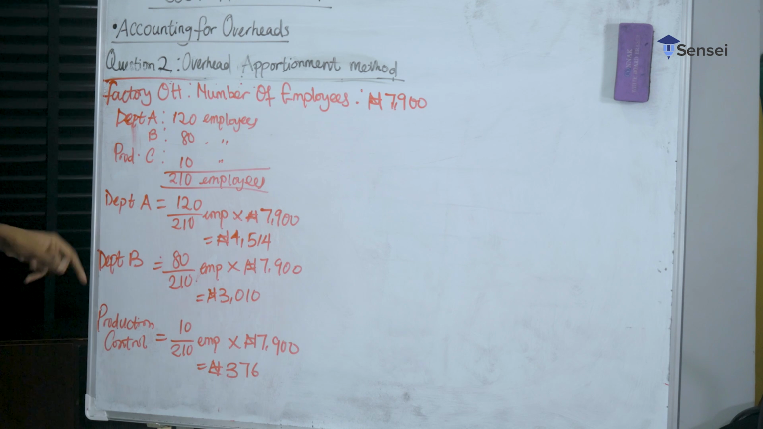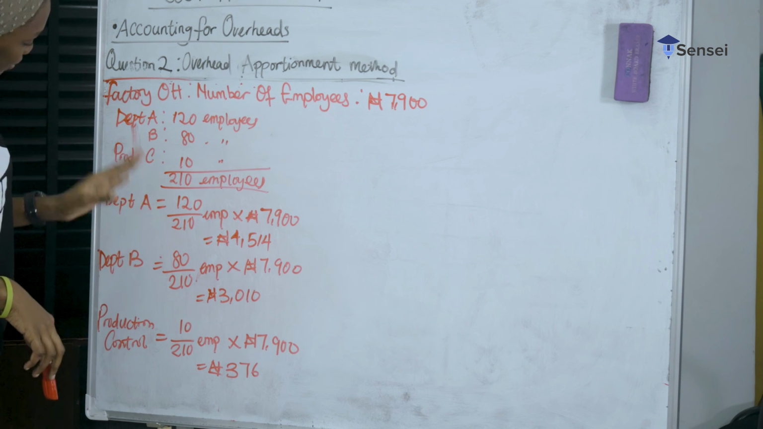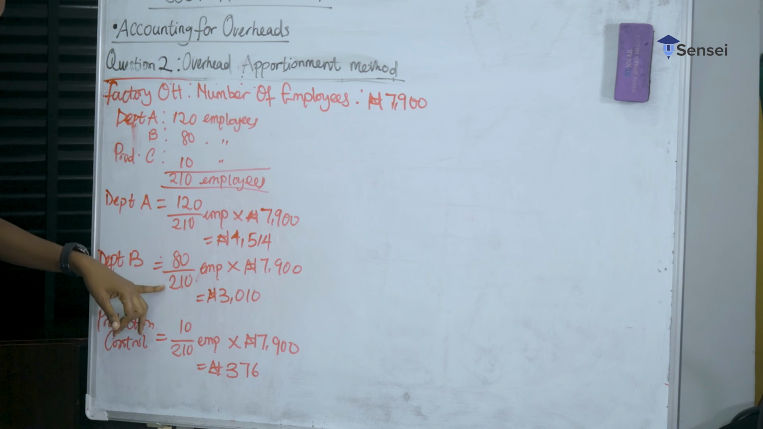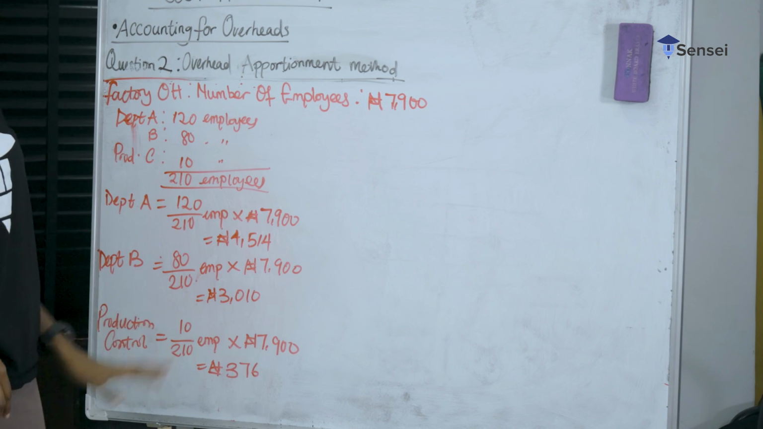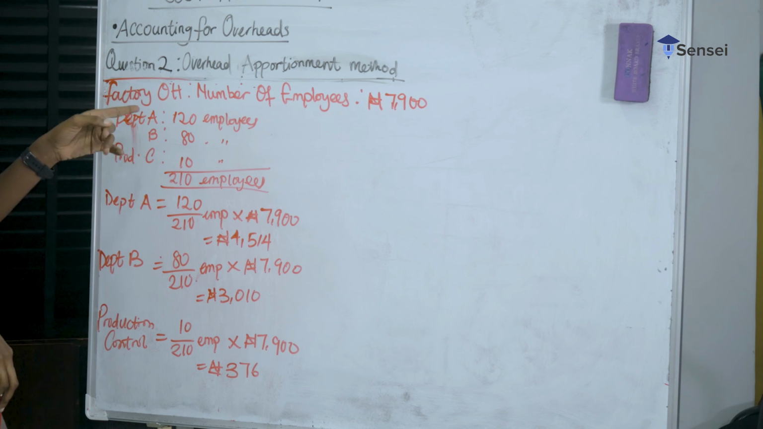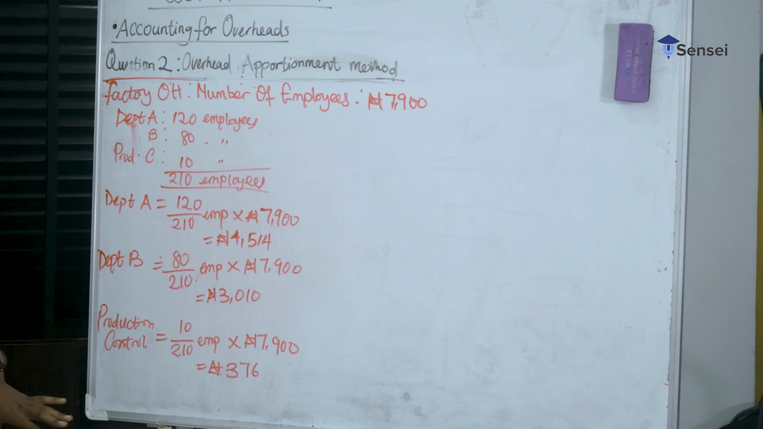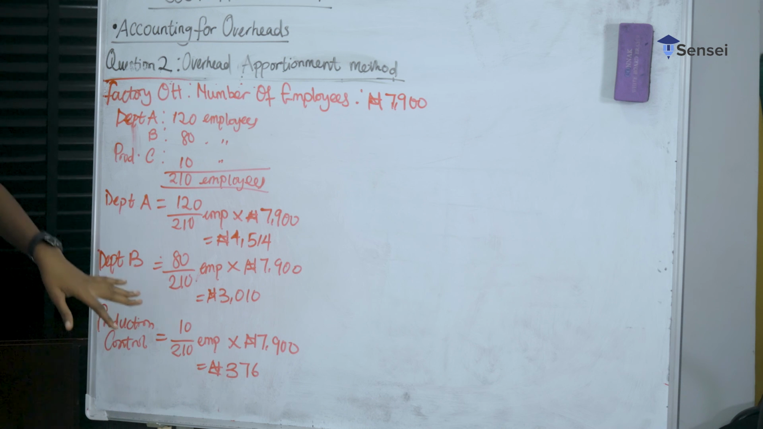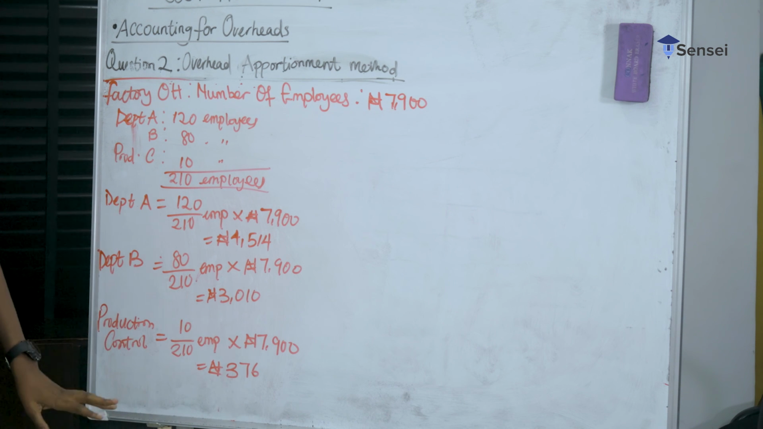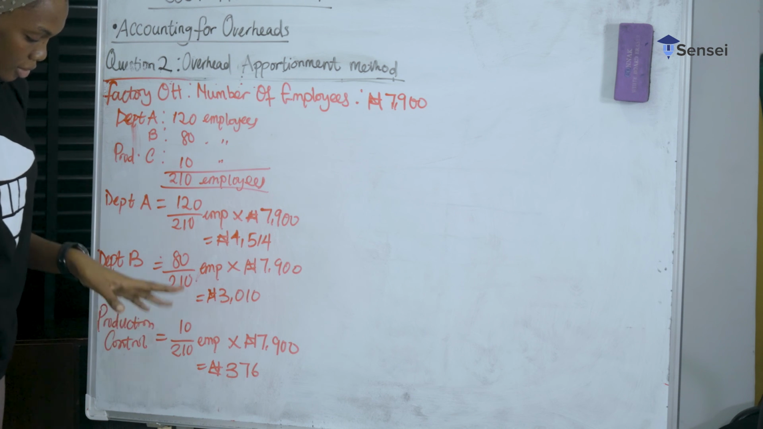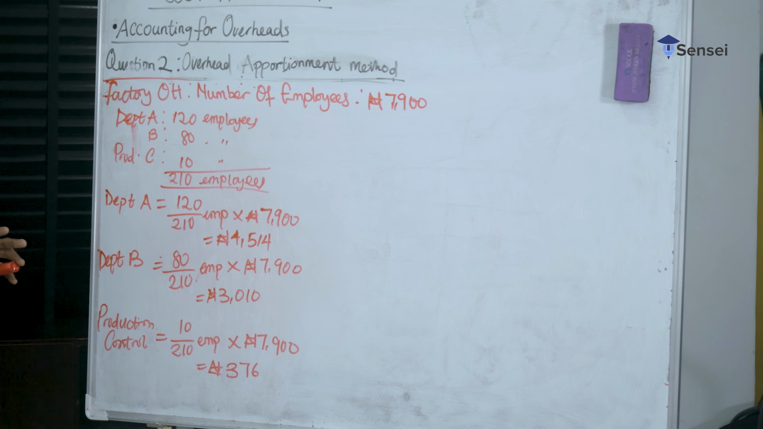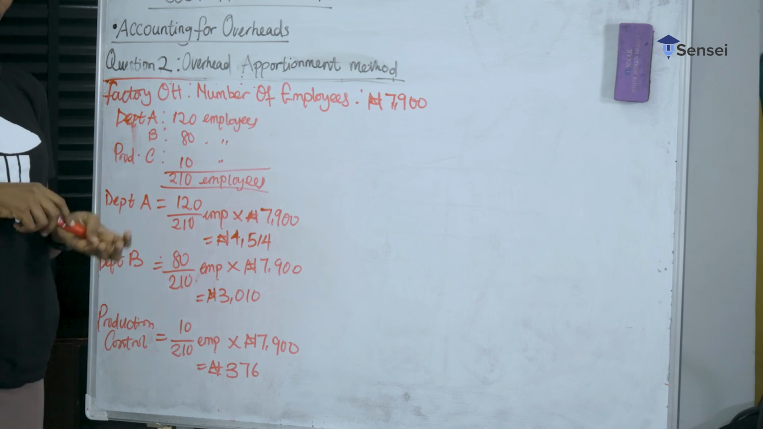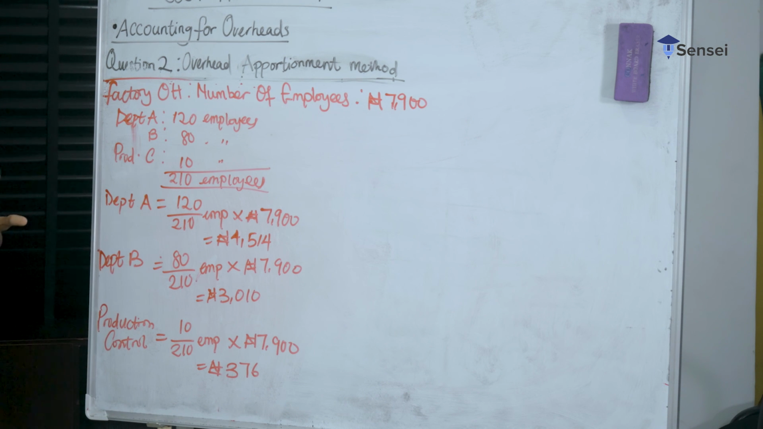That's 4,514 for Department A. And for Department B, the number of employees is 80 divided by the total employees in the organization, 210, by 7,900, which gives us 3,010 naira for Department B. That's the cost of factory overhead. For the production control department, the service department, we have 10 employees divided by 210 employees, multiplied by 7,900, which gives us 376 naira. So this is how we arrive at the figures inserted for Department A, Department B, and also the production control department as factory overhead cost.